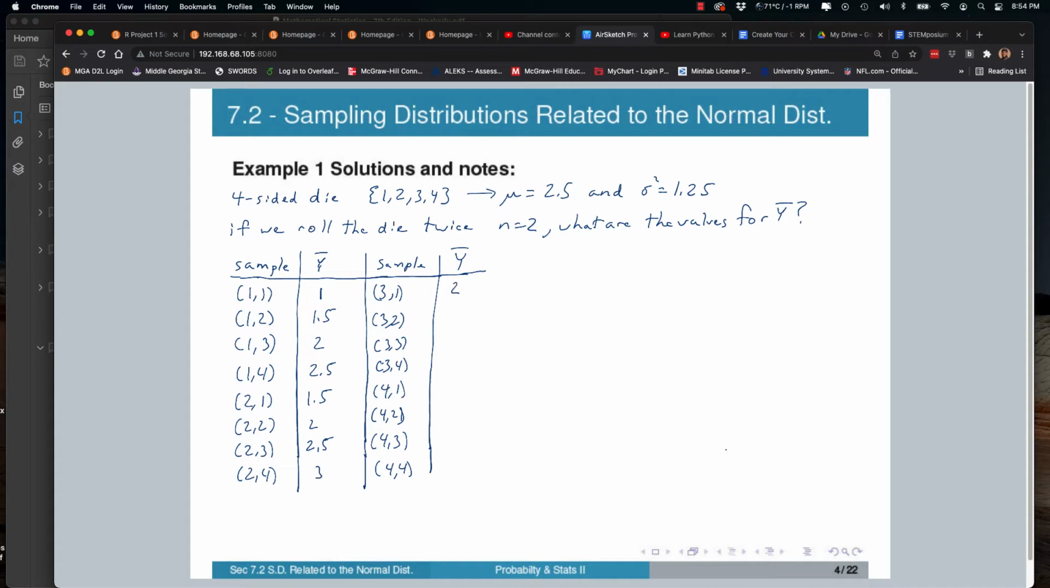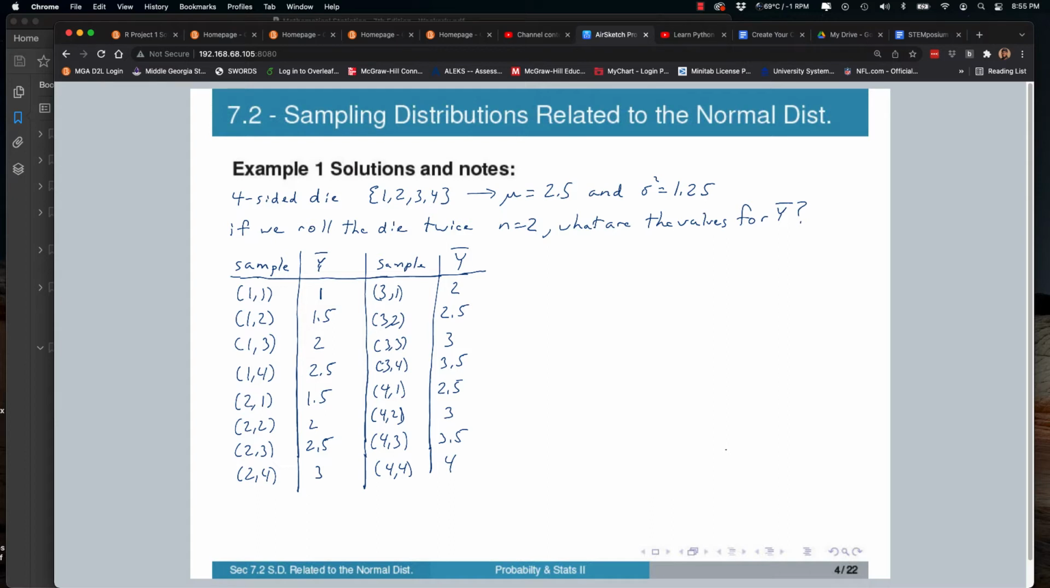Then here we get 2, 2.5, 3, 3.5, then 2.5, 3, 3.5, and 4. So the possible values for y bar in this situation are 1, 1.5, 2, 2.5, 3, 3.5, and 4.